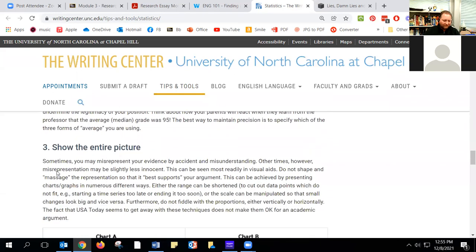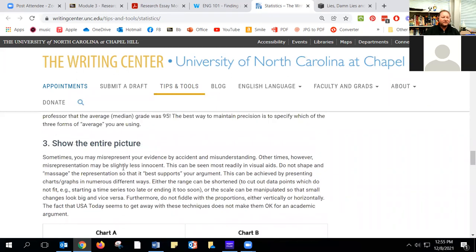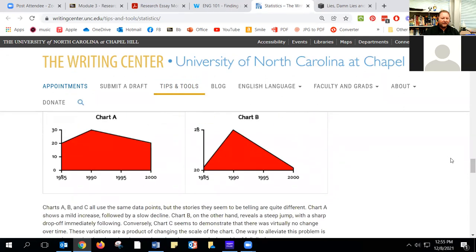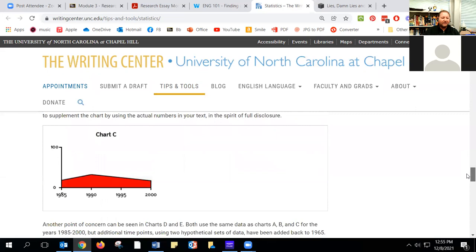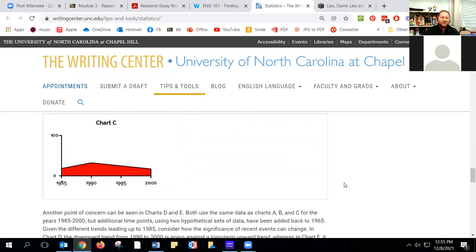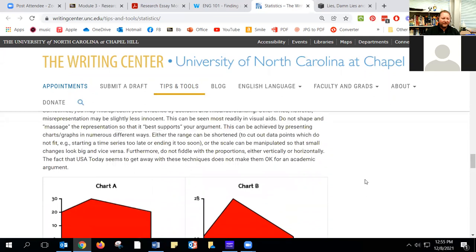You can also alter evidence based on graph data, right? So if we look at these 3 here, we have chart A, chart B, and then chart C. They all look pretty different, right? They're all red, they all have an X and a Y axis, they all have some kind of point in the middle of them, but they all look really, really different, right?